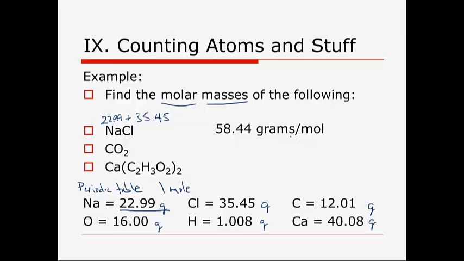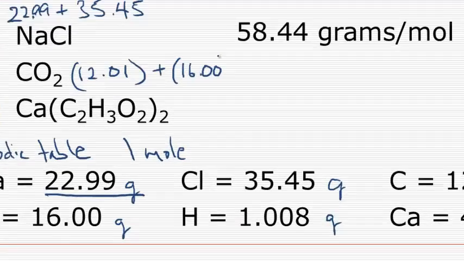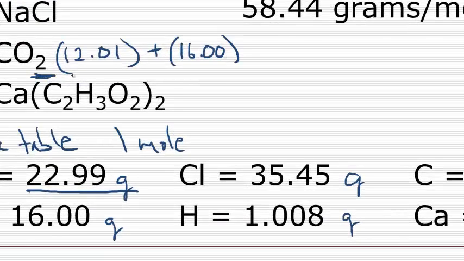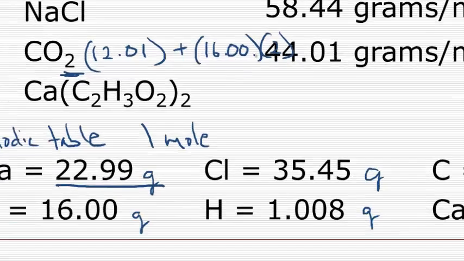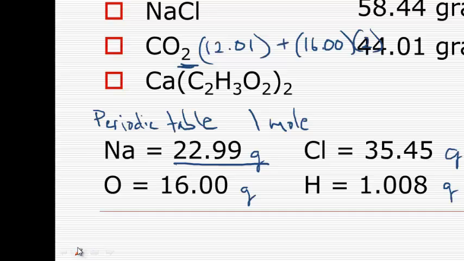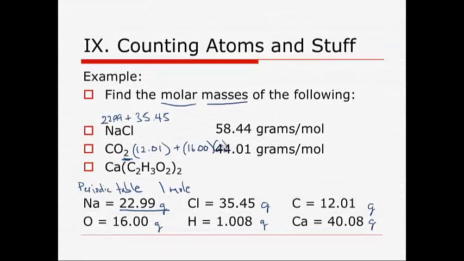Okay. CO2, I have 1 mole of carbon. Carbon weighs 12.01 grams. Then I have to add it to oxygen, which is 16.00 grams, but the 2 means I have 2 moles. 1 mole weighs 16, so multiplied by 2, and this should give me 44.01. Okay. When you multiply this by 2.